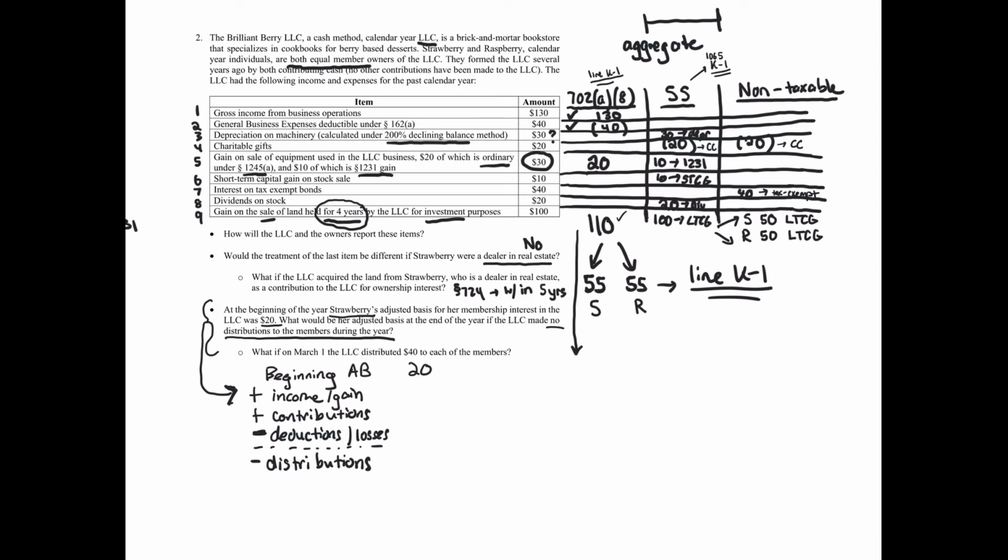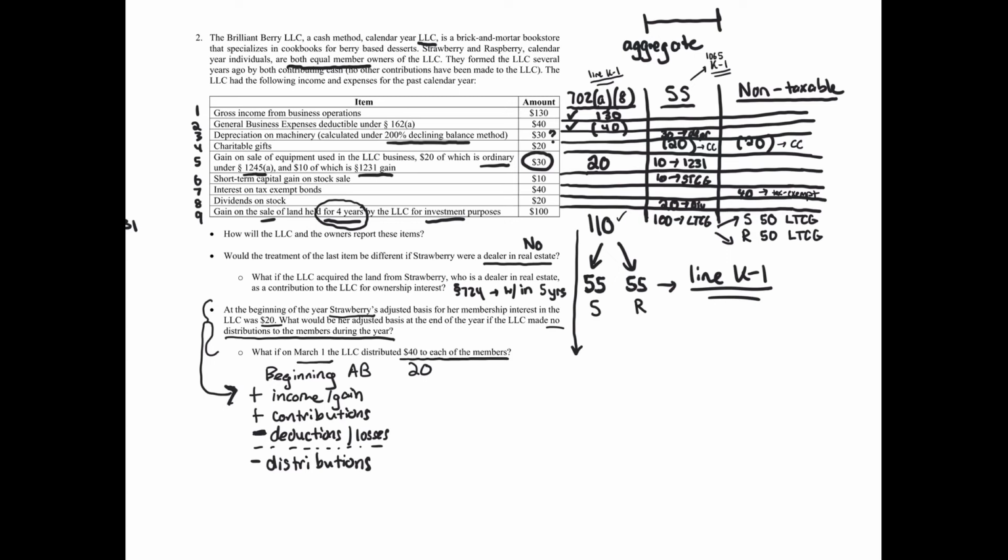Okay, so here we start with 20. We've got all these items, and all these items go into affecting the basis. We've got income and gains. We've got deductions and losses. And we don't have any distributions for purposes of this part of the problem. Later we will. We're going to change it and say, what if there's a $40 distribution on March 1st to each owner? I'm going to make this as easy as possible. This is a pretty simple setup of a problem. It could be a lot more difficult when it comes to liability or basis with liability changes and contributions and lots of crazy things going on. Disguised sales, crazy things.